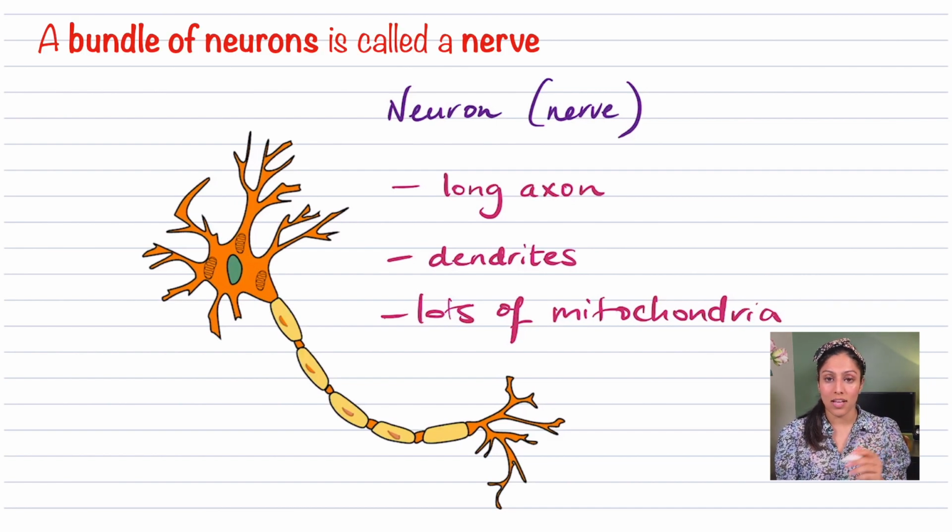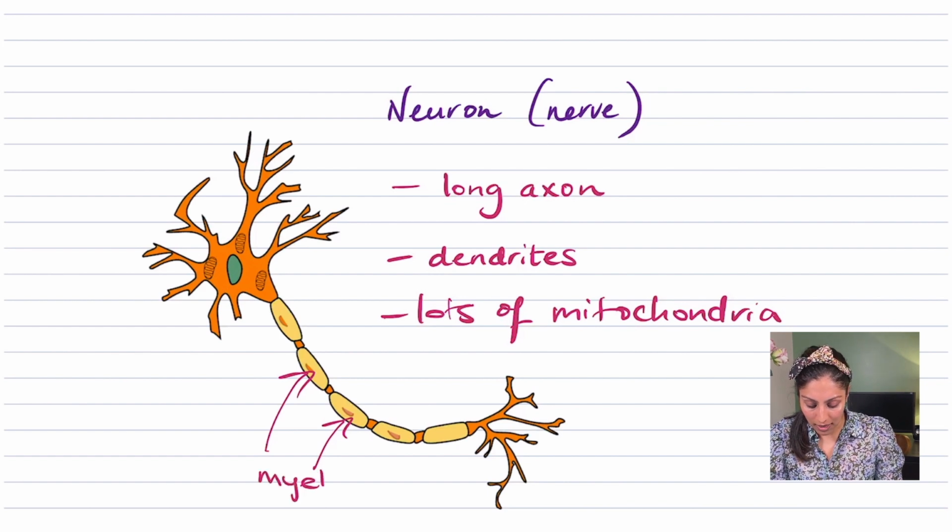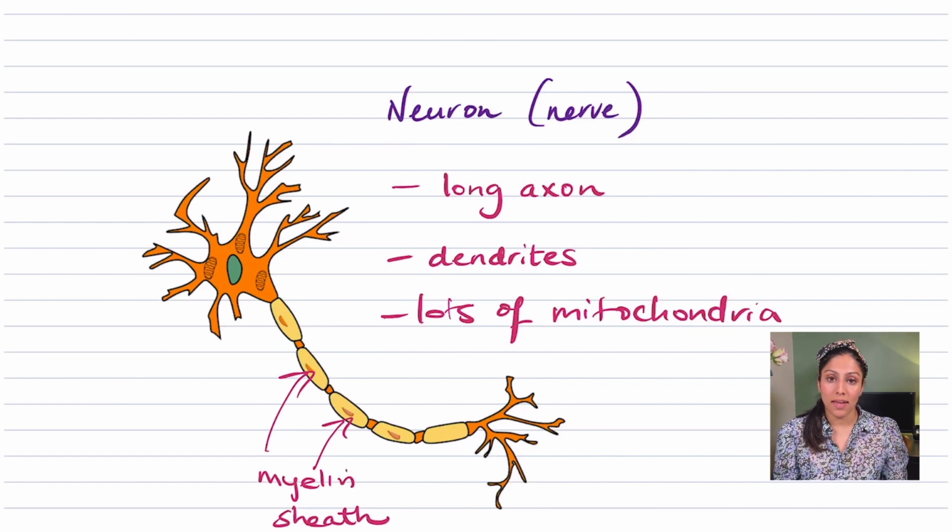Remember, the neuron is actually the cell and the nerve is actually technically the tissue. So the neurons make up the tissue, which is the nerve. And then another feature that it has, I'll write it for you, is this yellow kind of substance which is wrapped around the axon. So that's called the myelin sheath. And that actually makes the electrical impulse travel a lot faster.